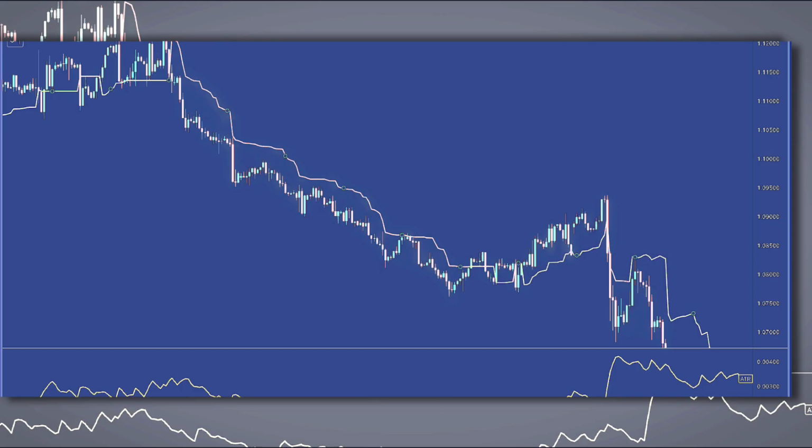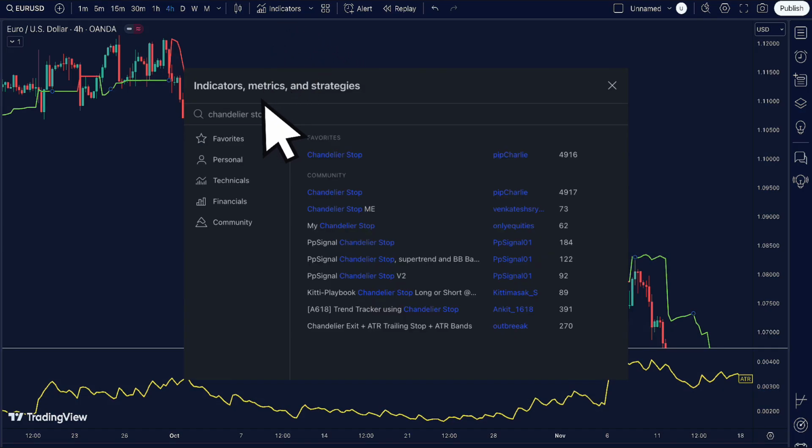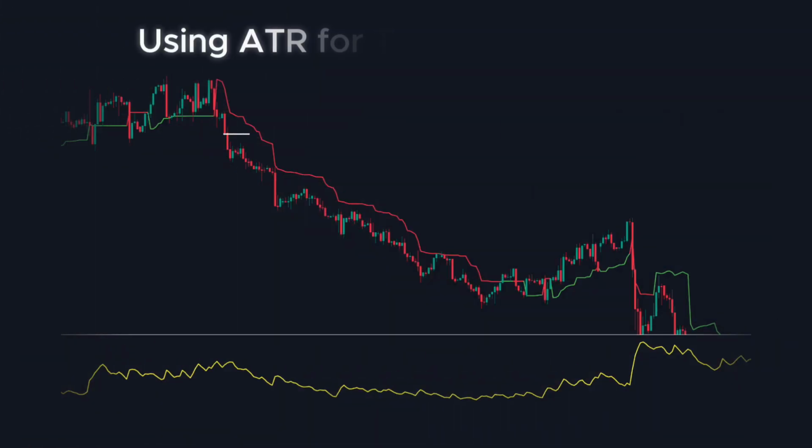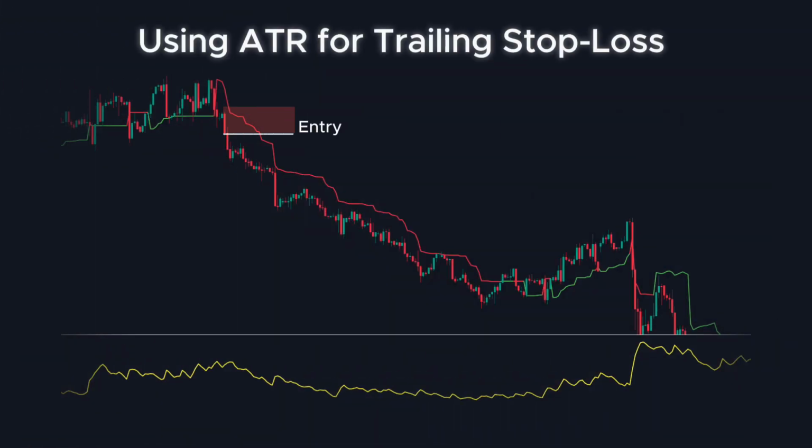To use it, go to the Indicators section on TradingView and add the chandelier stop indicator developed by Pip Charlie to your chart. If you open a position at a certain level, adjust your stop loss above the levels suggested by this dynamic indicator. Keep in mind, this is not a trend indicator. It simply shows the range of volatility as dynamic lines based on ATR.